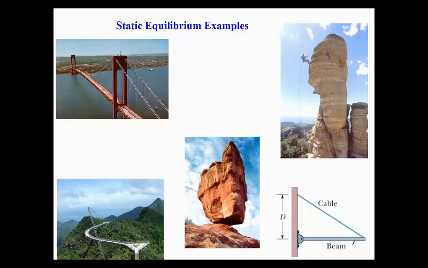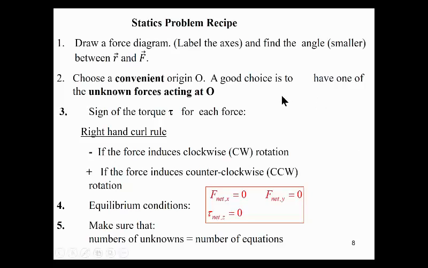Next, I'm going to show you some examples of static equilibrium problems, and this page describes the main recipe for solving them. First, you have to draw a clear free body diagram showing your distance, your position vector, and force, and the angle between them. Then your next job is to choose a convenient origin. Always choose an origin or pivot point where unknown forces are acting, because then you can just ignore those unknown forces. You don't need to know them, because the torque about that pivot point is zero due to those unknown forces.